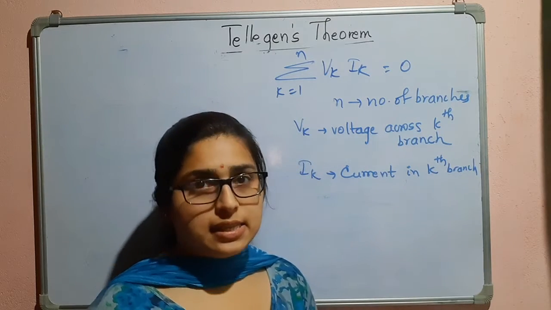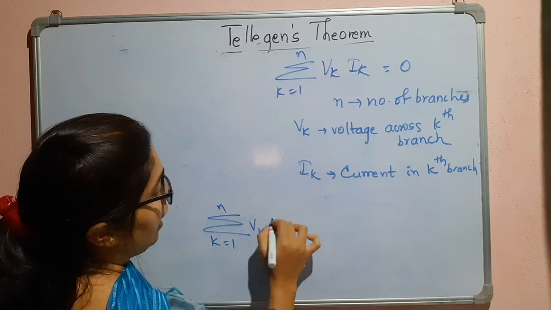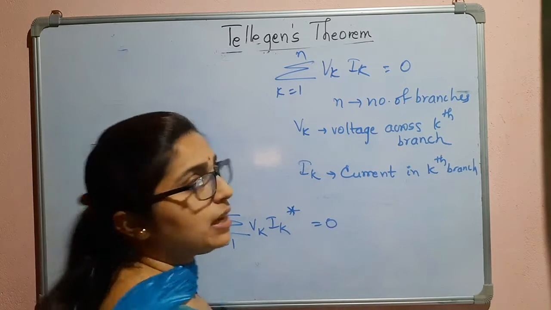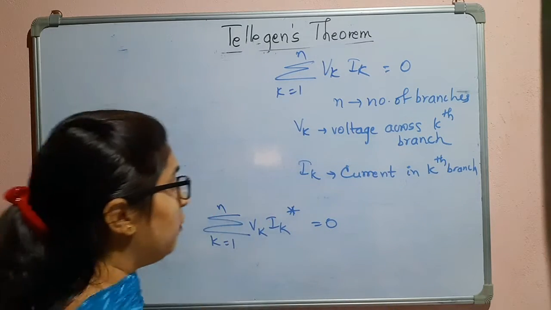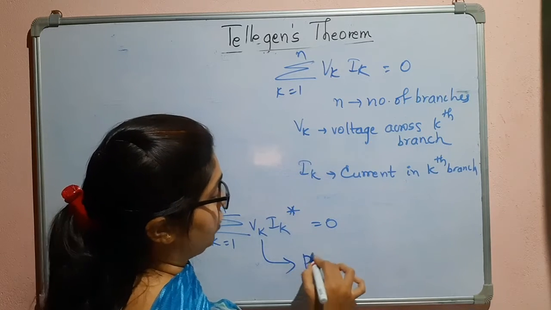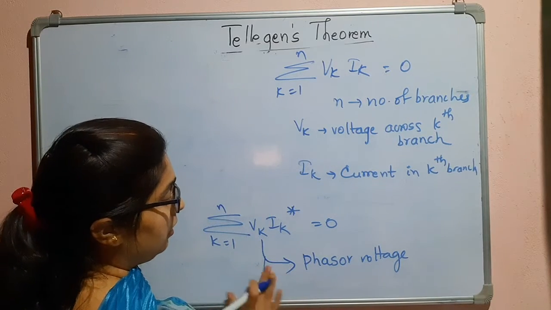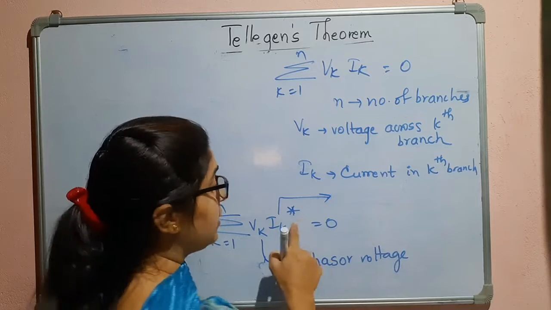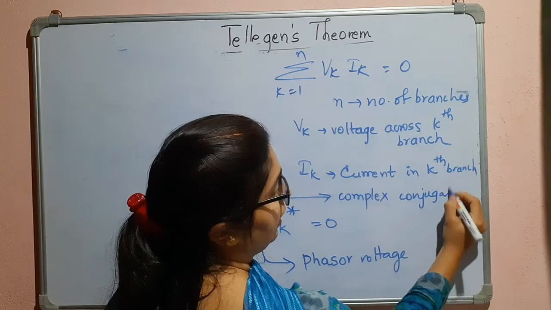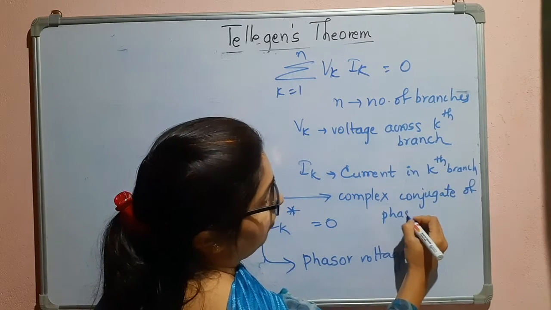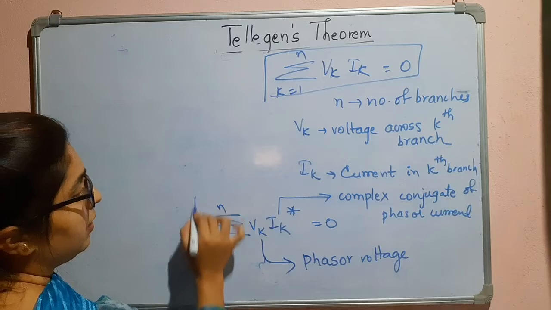Suppose we are considering AC circuits. In that case the formula becomes summation of Vk Ik conjugate, k equal to 1 to n, equal to 0. We will be considering the complex power, so the summation of the complex powers will be equal to 0. Vk will be the phasor voltage, and Ik conjugate is the complex conjugate of the phasor current. Please remember this in the case of Tellegen's theorem.